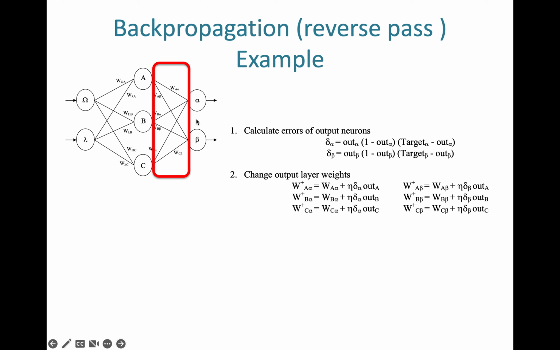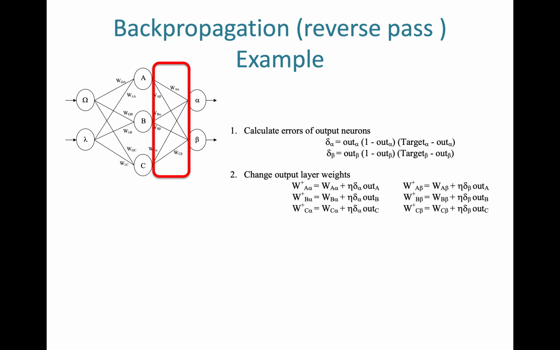These are the output layer neurons that have these weights associated: A alpha, B alpha, C alpha, and A beta, B beta, and C beta. And this is how we update these values. For A alpha, as you can see here, for any single weight, we update the weights by using the prior weight, and then the modification is based on the error associated to that neuron as well as on the actual output from the prior neuron, okay? In this case, out A.